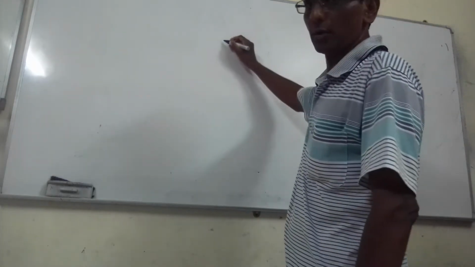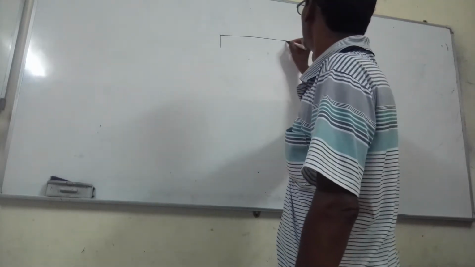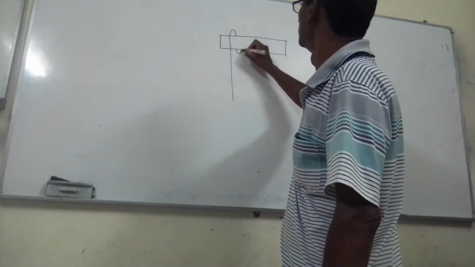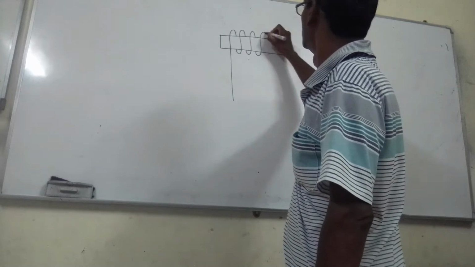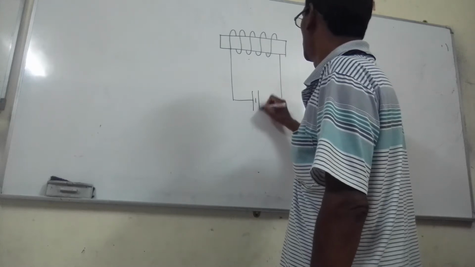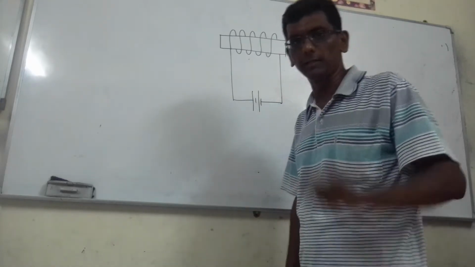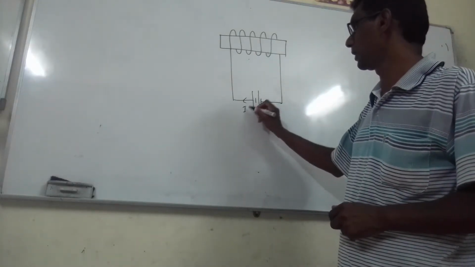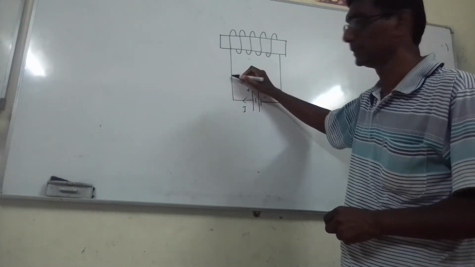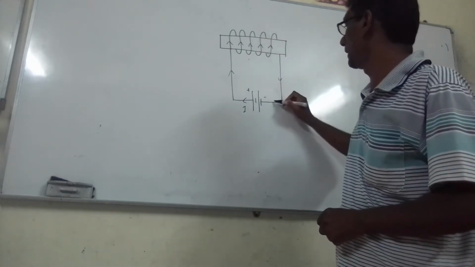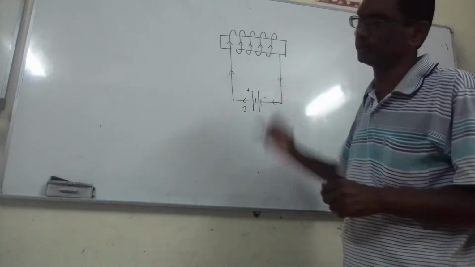We are going to learn about the solenoid. This is a solenoid. This is important, that's why I'm teaching you again. This is very, very important. Current is positive, negative. Current is flowing through here, and here.